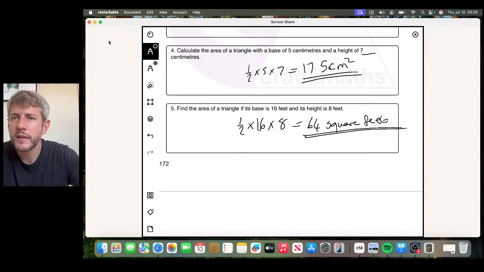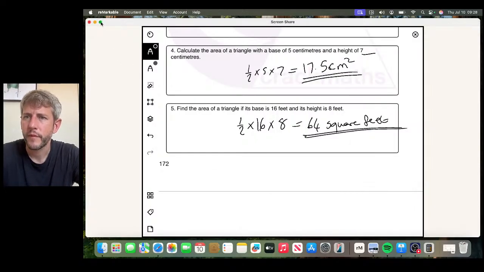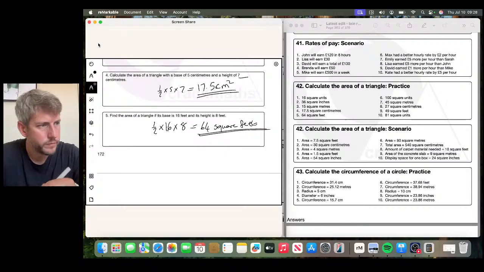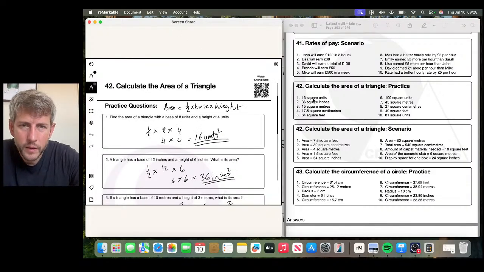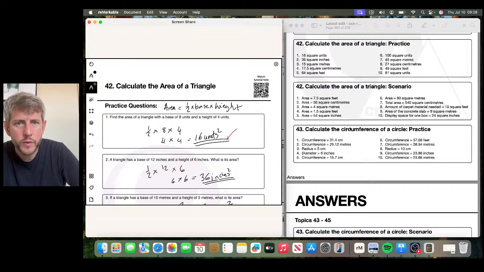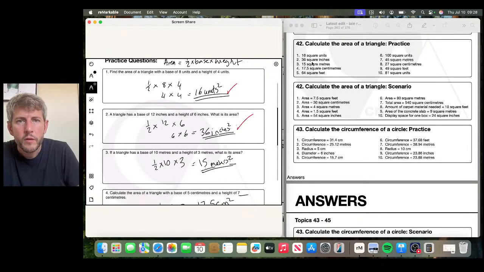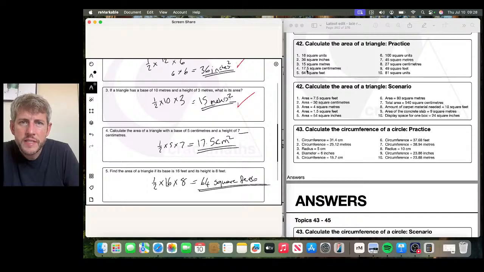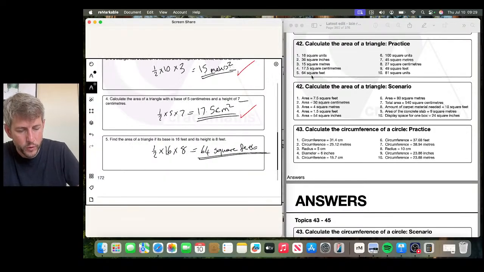Okay, right. So let's get these questions marked. Okay, so we've got 16 units squared, yep. 36 square inches, or inches squared, that's fine. 15 square meters, yep, meters squared, that's the same thing. 17.5 square centimeters, which is centimeters squared as well. Yep, and 64 square feet.